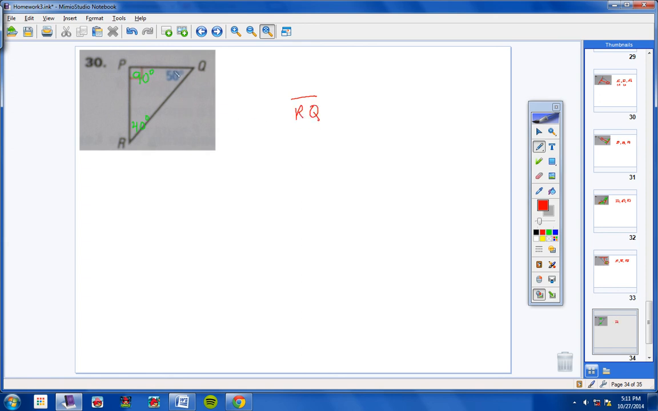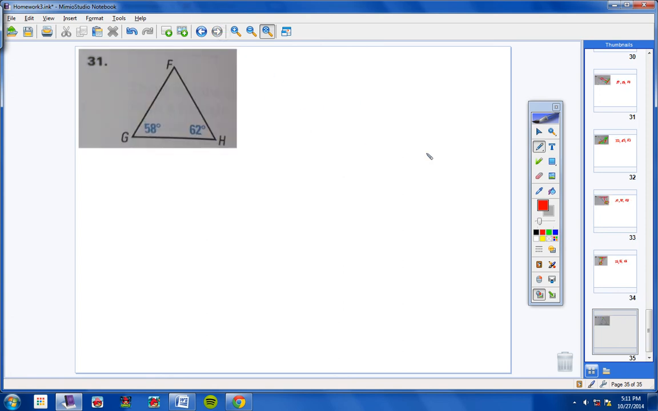The next biggest angle would be 50. I'll go to the opposite side, which would be side PR. So the next longest side would be PR. And then the smallest angle is 40. And we'll go straight across to the side here, side PQ. And there we go. There's your sides listed out from longest to shortest, okay? All right, moving on to number 31.